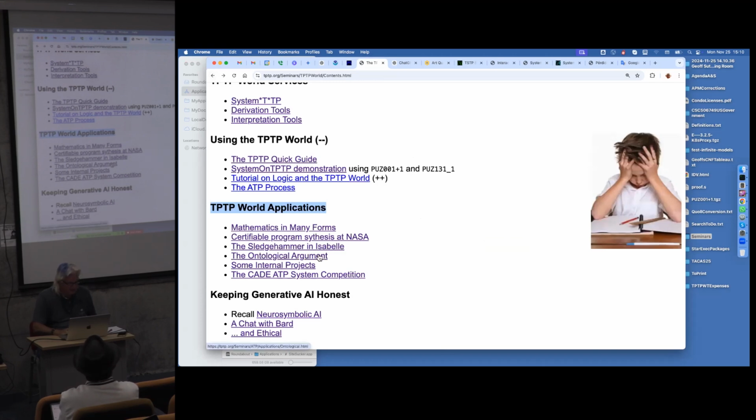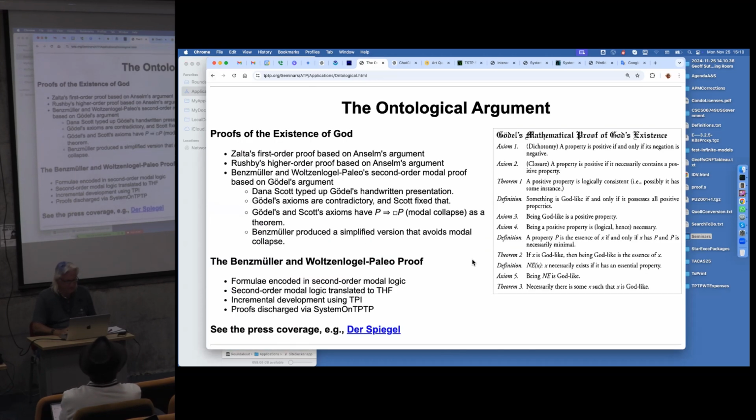Ontological argument, I've mentioned this. Proof of the existence of God. Very cool stuff. This is historically interesting. People know who Gödel is, I hope, long time ago. And Gödel wrote a proof of the existence of God, and he wrote it by hand on a piece of paper. And then Dana Scott, who's a professor at Stanford University, I think, found the handwritten proof, and he typed it on a typewriter, old days typewriter, typed up the proof.